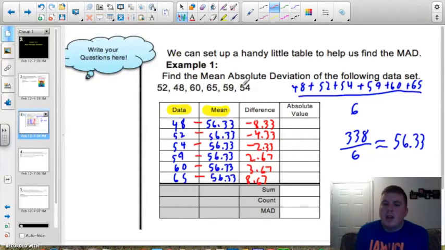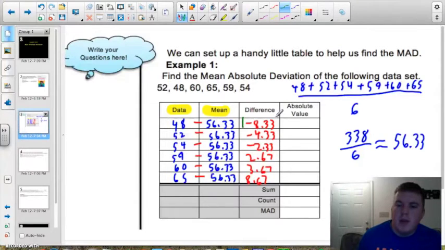Now we need to take a look at that absolute part of the mean absolute deviation. We're going to have to take the absolute value of each of the numbers inside here. We haven't really talked about absolute value this year, but you have seen it in middle school. What that basically means is we're finding how far away this number is from 0.